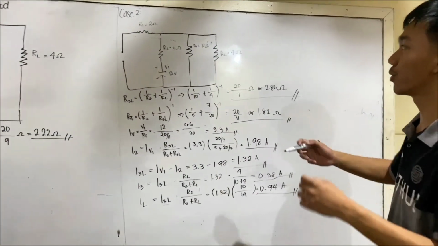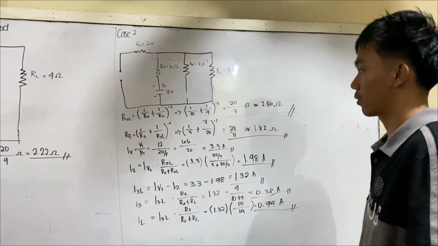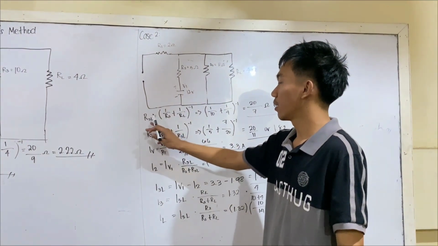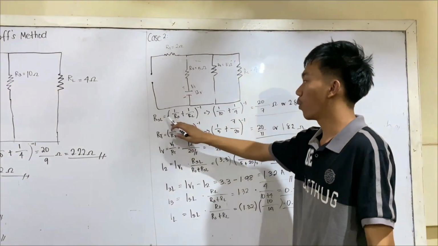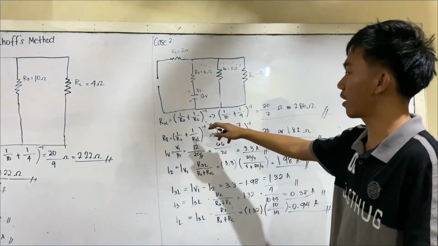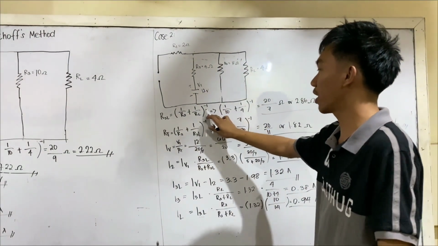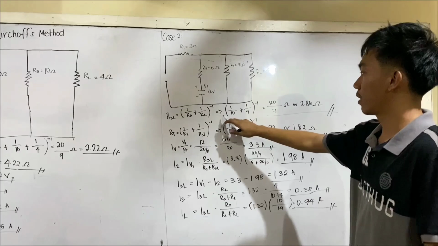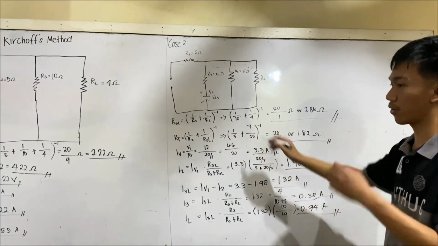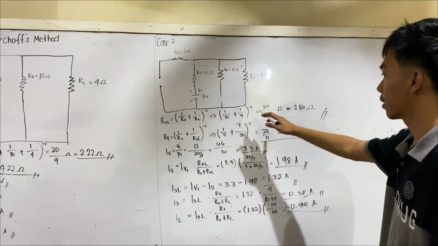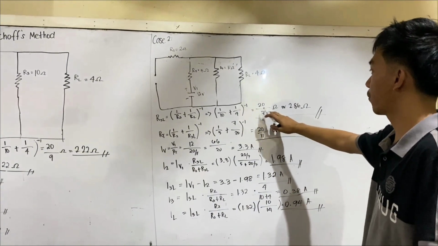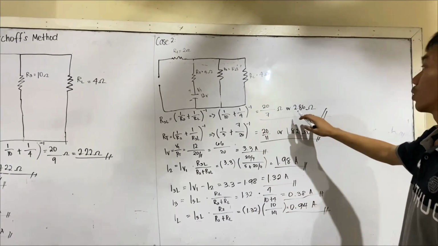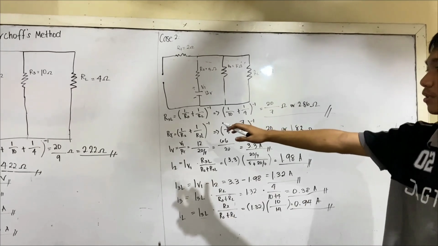Then for our case 2, we will get our R3L, and we will have this formula, 1 over R3 plus 1 over RL, raised to the negative 1. Then we will just substitute the values, 1 over 10 plus 1 over 4, raised to the negative 1. Then we will have a value of 20 over 7 ohms or 2.86 ohms of R3L.